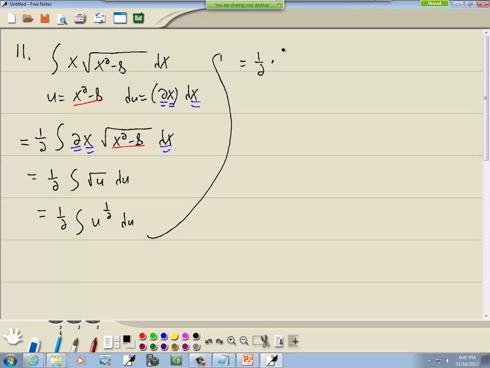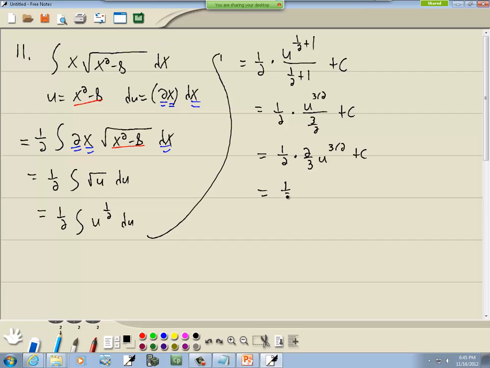Now we'll add 1 to our power, so we got 1/2 plus 1. Divide by our new power, 1/2 plus 1, plus c, which gives us u to the 3/2 over 3/2 plus c. Remember, if you have a single fraction downstairs, you flip it and multiply times your top. So I got 1/2 times 2/3 u to the 3/2 plus c. Well, these 2s are going to cancel, and I got 1/3 u, which was x squared minus 8, to the 3/2 power plus c. And that's our answer.